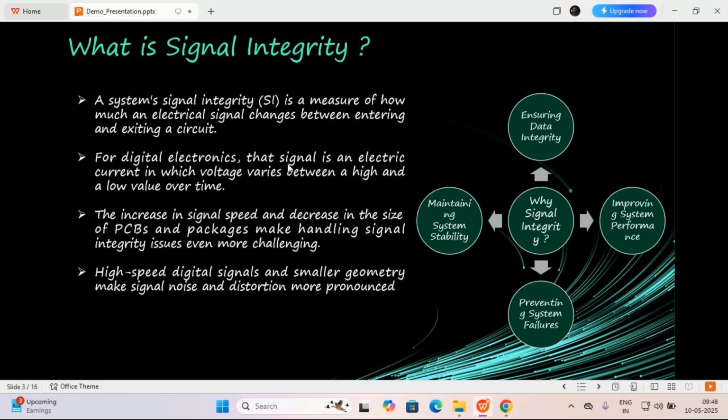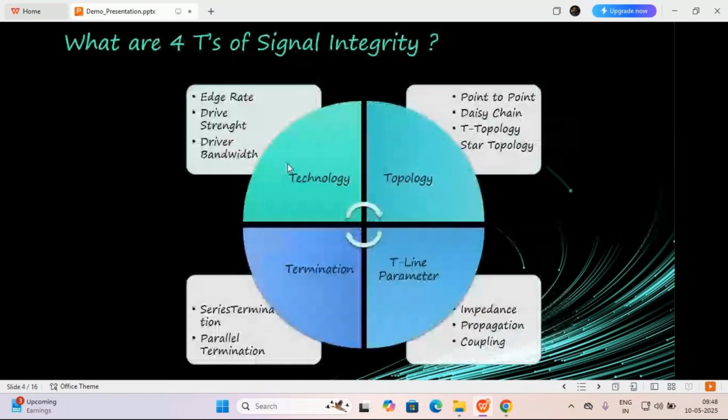What are the 4 T's of signal integrity? The very first T is technology. The technology speaks about the hardware design and the components which you are using, and on what data rates they are working. What is the edge rate? Edge rate is nothing but the 0 to 1, 1 to 0 transition. Higher the edge rate, it takes lesser time to transit from 0 to 1 and 1 to 0 logic.